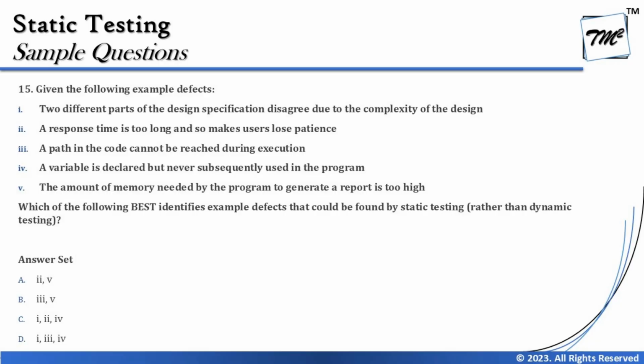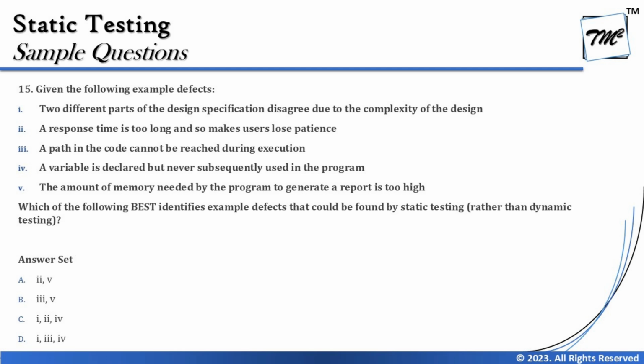Let's go to four. Number four says a variable is declared but never subsequently used in the program, which is exactly the same, that is, by static analysis you can easily identify it compared to dynamic testing. And the fifth says the amount of memory needed by the program to generate a report is too high. Again, memory utilization can only be observed by dynamic execution rather than static reviews. So I think that makes it clear and to the point.